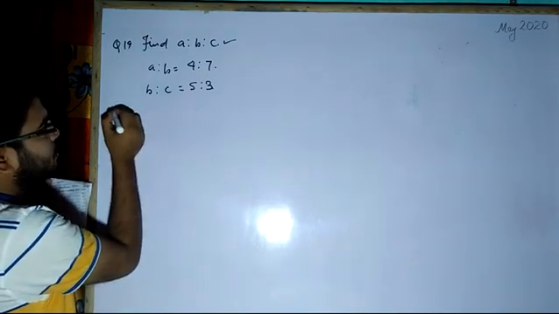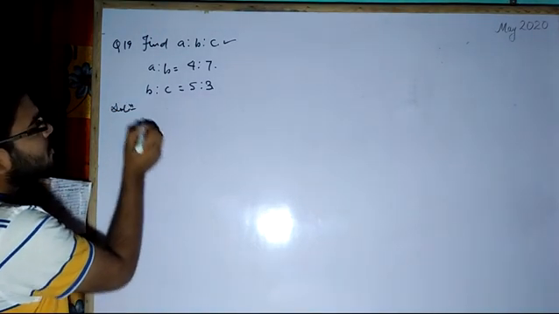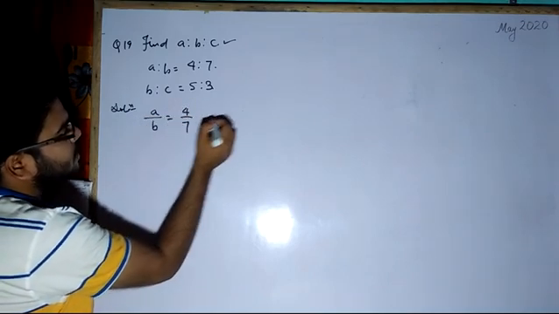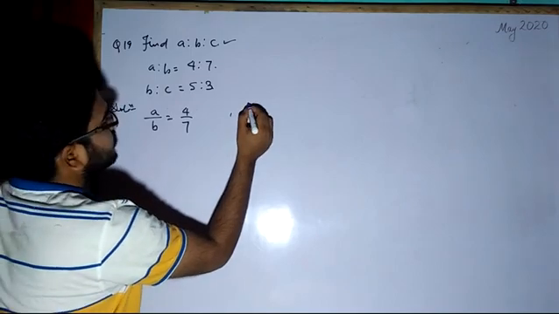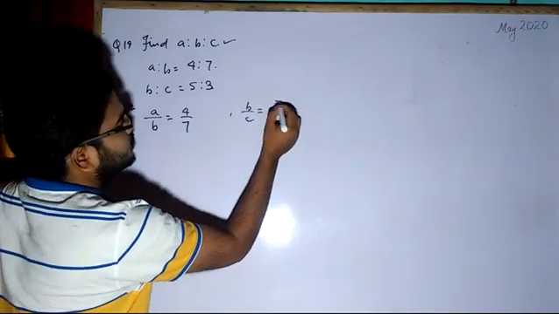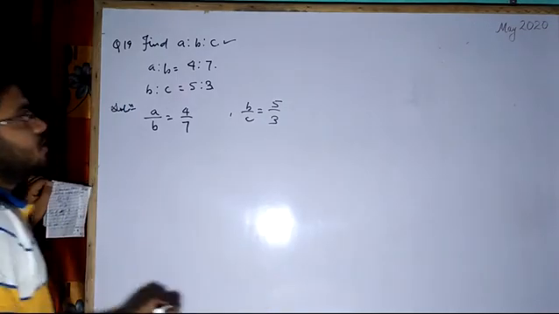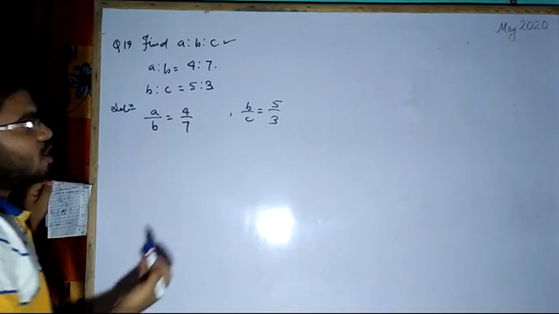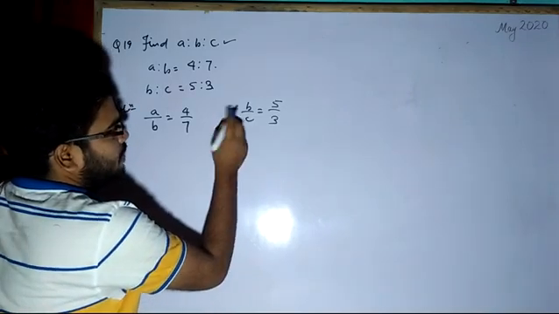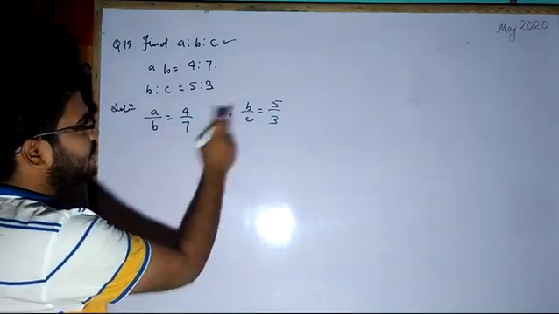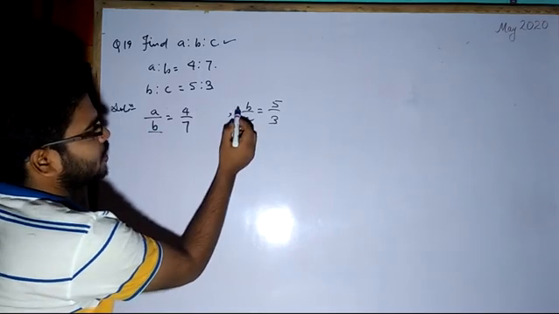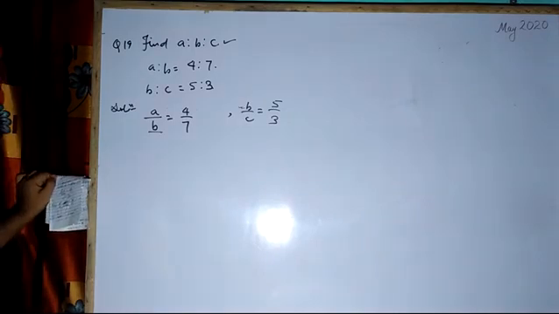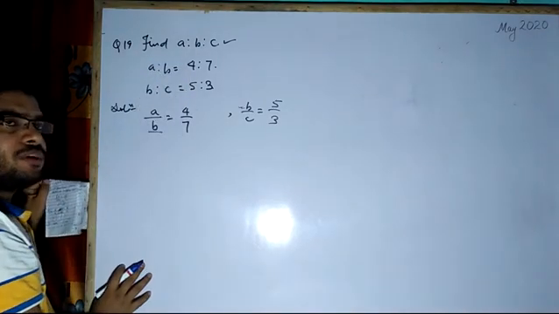So our first task will be, first you write A by B is equal to 4 by 7. Then here you write B by C is equal to 5 by 3. Now since B is in the middle, we simply have to make B equal. Here also we have B, here also we have B. If we are able to make this B the same number, then it will be very easy to write A is to B is to C.